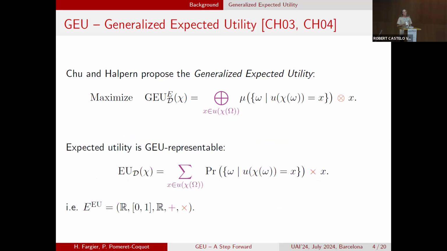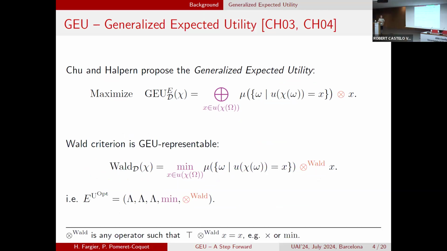This algebraic decision rule enables us to recover the expected utility using sum and product as operators. It also enables recovering the Wald criterion using the minimum here for ⊕. And we have many choices for the ⊗ operator because total ignorance is a very, very particular kind of knowledge. But we can also consider the minimum for this operator.